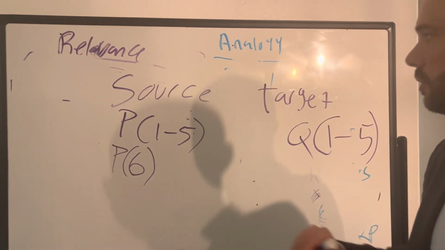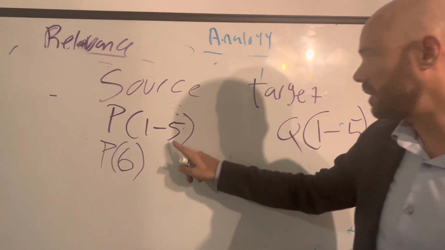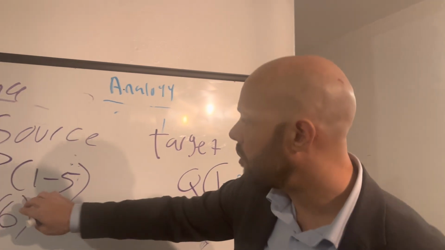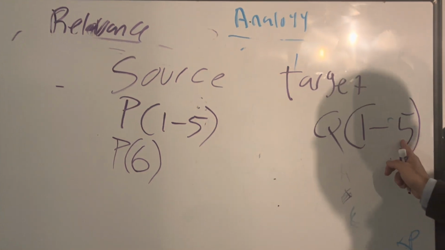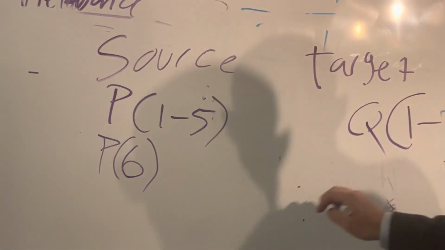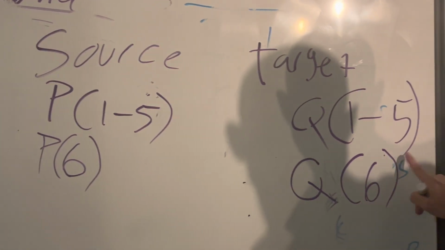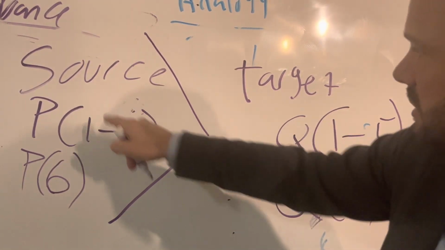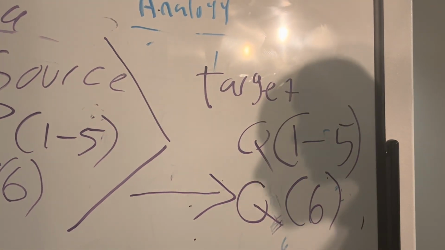And so we're going to use attributes 1 through 5 to make a prediction about having 6. So you'll say, because P has 1 through 5, and Q has 1 through 5, and P has 6, it's likely the case that Q will also have 6. That's a prediction. We're using this source information to make a prediction about what the target will have that we're not sure of.